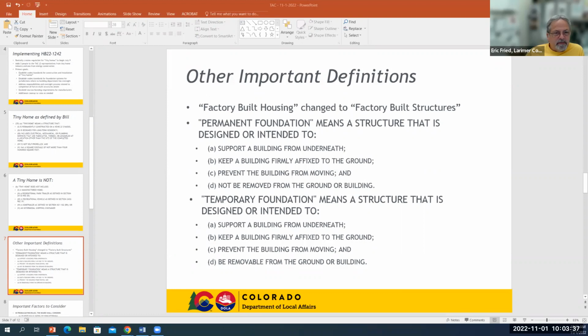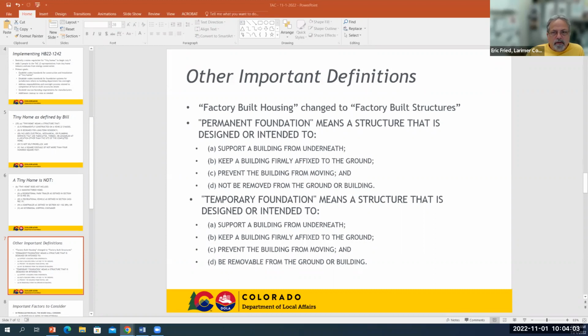So we tried to come up with something that made more sense. You could see they're the same generally. Support a building from underneath. That means it's going to take care of the snow load, the wind load, any lateral loads, seismic, etc., as well as if it's in a flood fringe or something, that it would resist those forces. Keep the building firmly affixed to the ground. But the difference is one is removable, one's not removable.